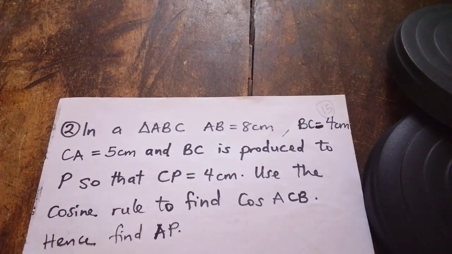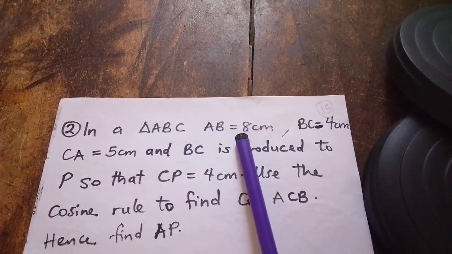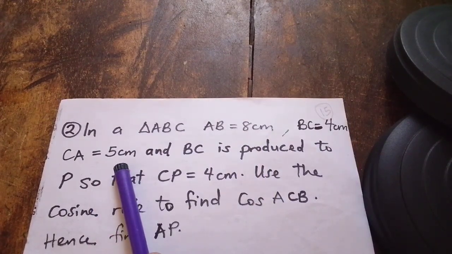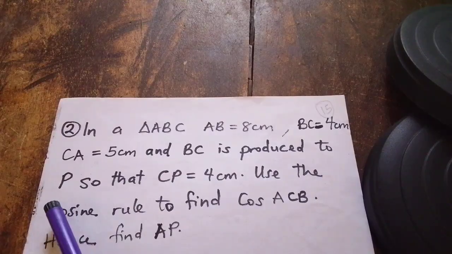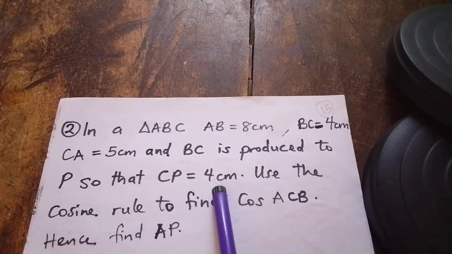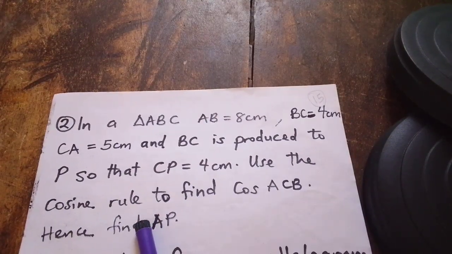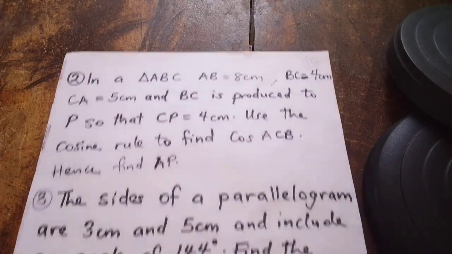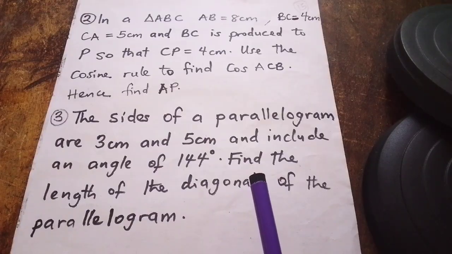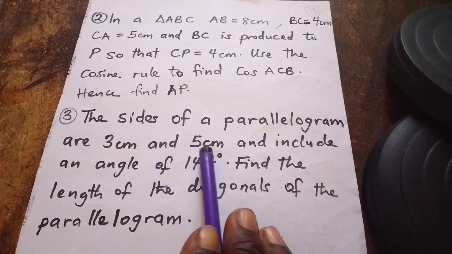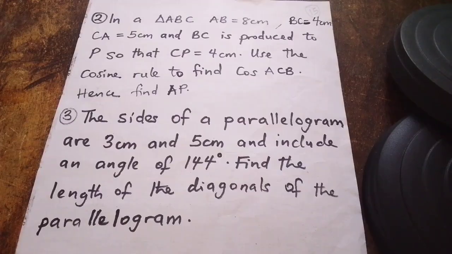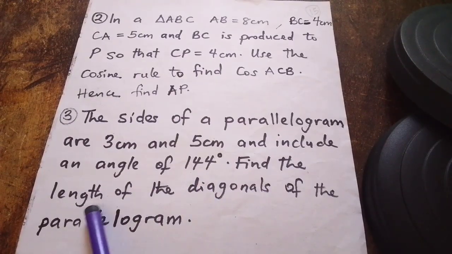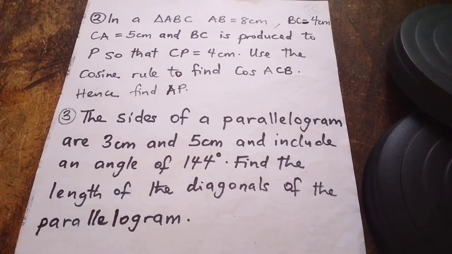Number 2. In triangle ABC, AB is 8 cm, BC is 4 cm, CA is 5 cm, and BC is produced to P so that CP is 4 cm. Use the cosine rule to find cos ACB, hence find AP. Number 3. The sides of a parallelogram are 3 cm and 5 cm and include an angle of 144 degrees. Find the length of the diagonals of the parallelogram.